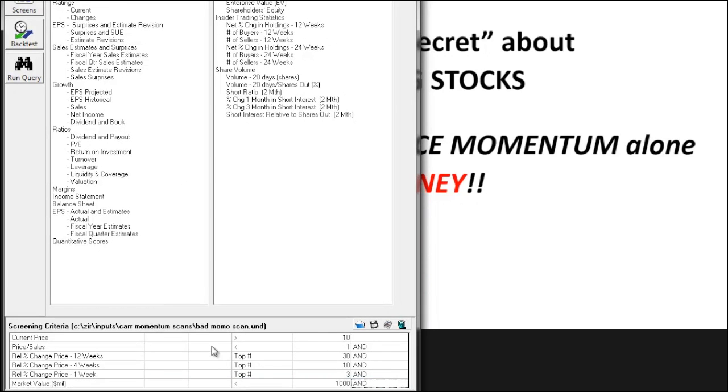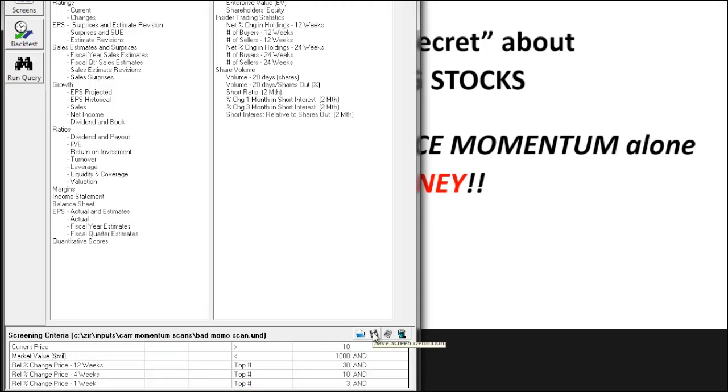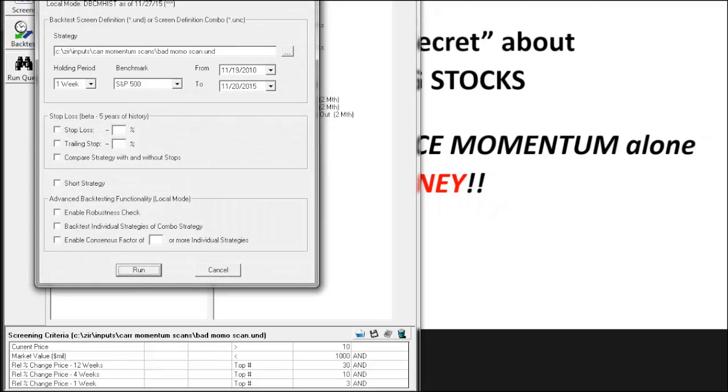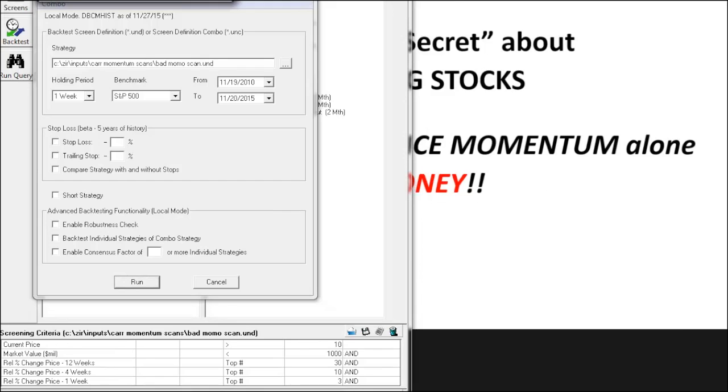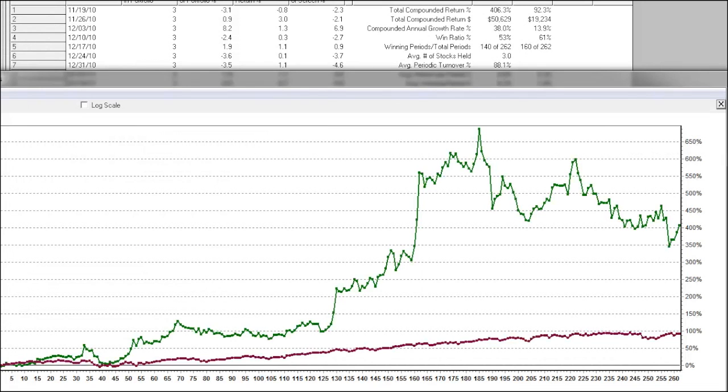We will cut, we will paste, save, and let's run the back test once again. Same look back period, same holding period. Let's see what happens. Okay, so now take a look at this. With our two additional filters in place, price to sales ratio under 1 and market cap value under $1 billion, you can see we've gone from about 300% over 5 years to over 400%. In 5 years, your $10,000 now is worth $50,629. Very, very nice return.